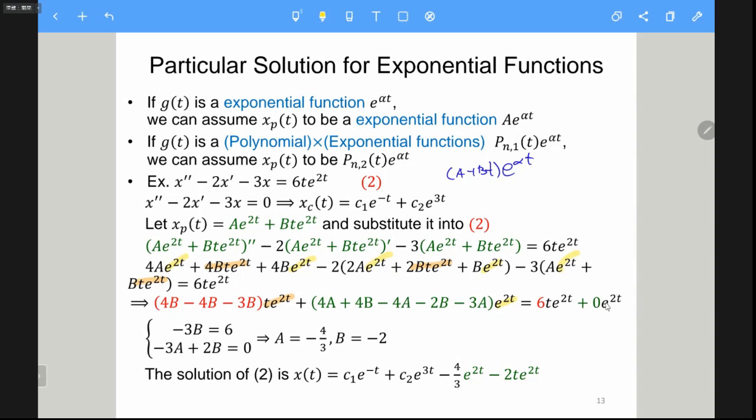Altogether 5 terms for this one equals 6t times this one here, and then 0 times this one because we don't get this term. We don't get the 0 order polynomial on the right side. So we have a 0 here. So actually the red parenthesis equals 6, and then the green parenthesis equals 0. So we have this joint equation, and then we can solve for a and b. So finally, the particular solution is negative 4/3 minus 2t times e to the 2t. So we have this one to be the particular solution. This is the homogeneous solution.